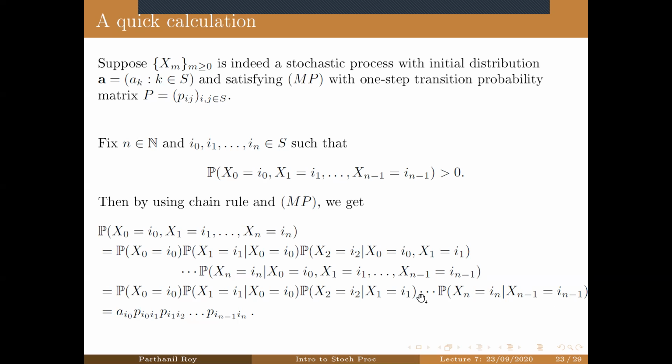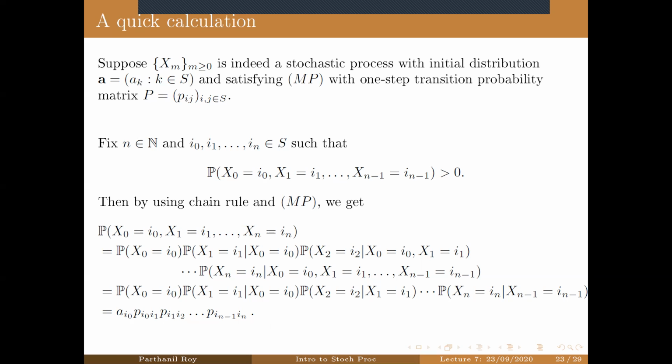Now, we know that all of these conditional probabilities are well defined because of this assumption here. So therefore, they will all become different Pij's. The first one is the initial distribution, that's a_i0. And then this is just the transition probability from i0 to i1, so P_{i0 i1}. This is just the transition probability from i1 to i2 and so on. The last one is the transition from i_{n-1} to i_n. So this joint probability will be given by this expression.